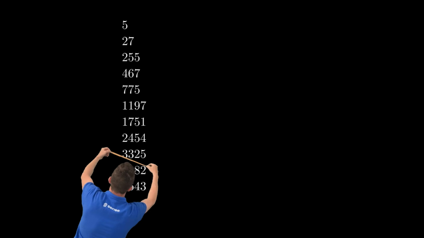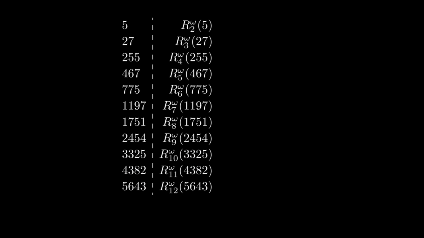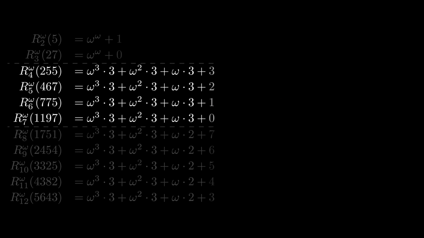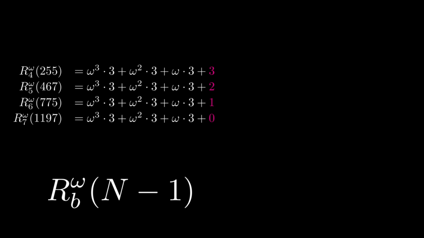Since the length of a Goodstein sequence is completely determined by the decreasing sequence of ordinal shapes, we can redirect our attention to studying how these ordinals behave instead. For the Goodstein sequence generated by 5, I've organized the terms into chunks. In each of these chunks, subsequent ordinals are easy to guess. The ordinal after is just the result of subtracting 1. Simple enough. In these cases, we can say that Rb omega of n minus 1 is equal to Rb omega of n, minus 1.